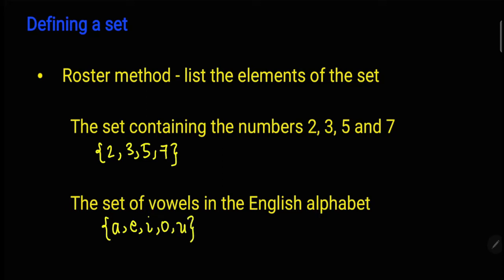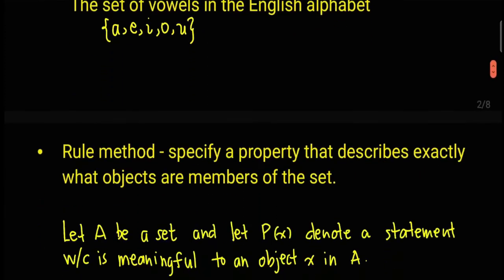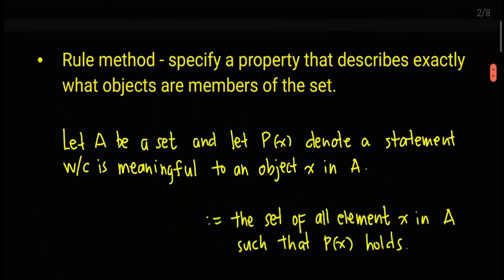Now, roster method is good if we identify each object, and of course if the list is small. But when the list starts to become big, of course it is inconvenient to use the roster method. For that, we usually use the rule method. Now, the rule method specifies a property that describes exactly what objects are members of the set.